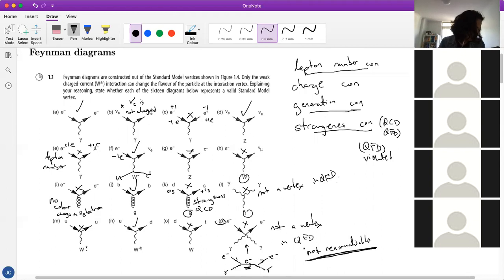Anything else? Lepton number. Yeah, it's pretty much all lepton number or fermion number. And fermion number, you can also think of as particle versus antiparticle conservation. So if you come in with a certain number of particles, you have to come out with a certain number of particles. You can't come in with one particle and come out with one antiparticle. That's not allowed. So that's another thing to look out for.